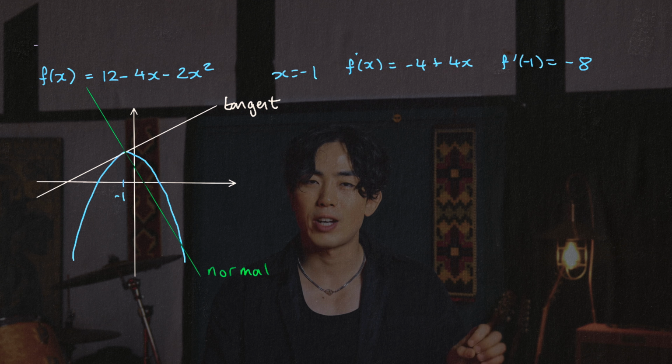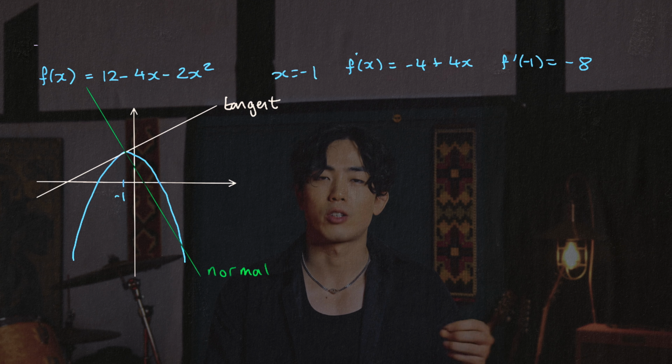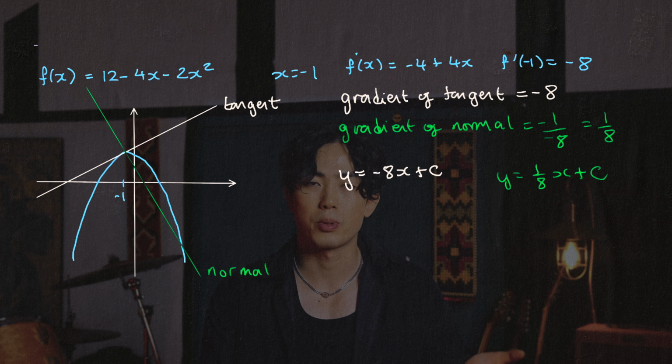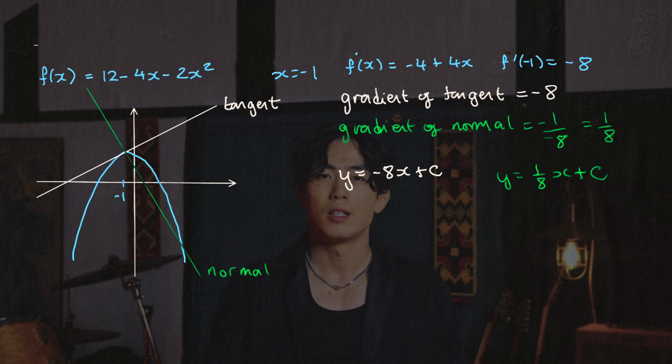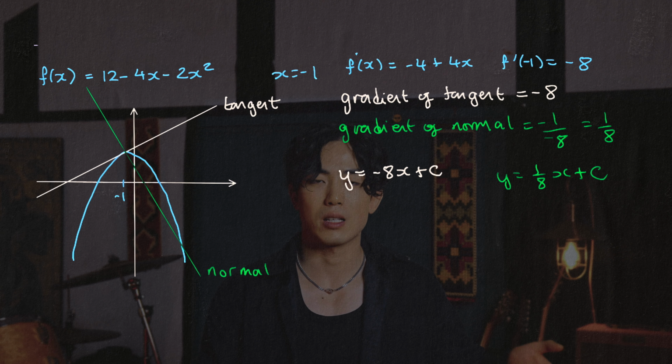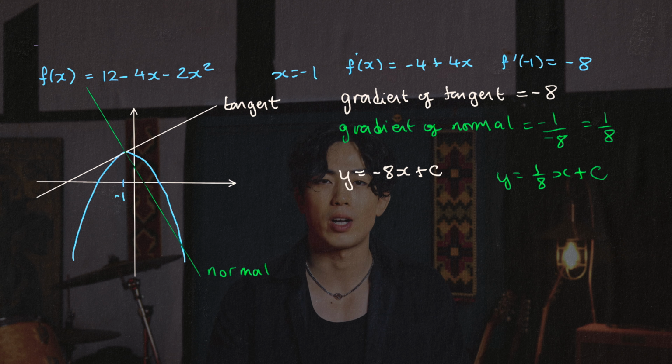Note, this gradient is the gradient of the tangent. So for the gradient of the normal, I just find the negative reciprocal. So it's going to be minus 1 over negative 8, which is just 1 over 8. So the line equation for the tangent will be y is equal to minus 8x plus c, and the normal will be y is 1 over 8 x plus c. We just have to find the c value.